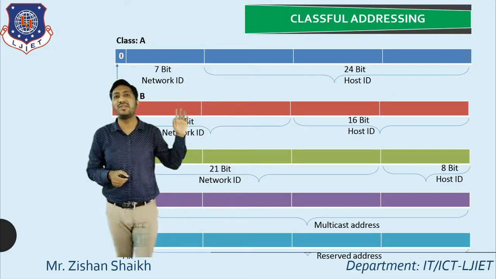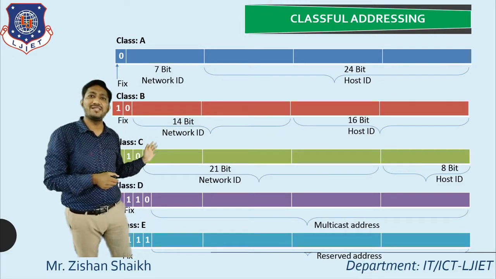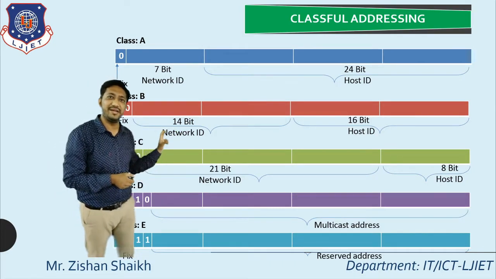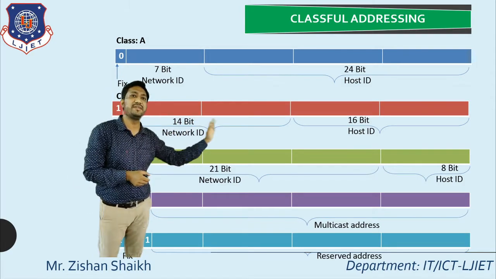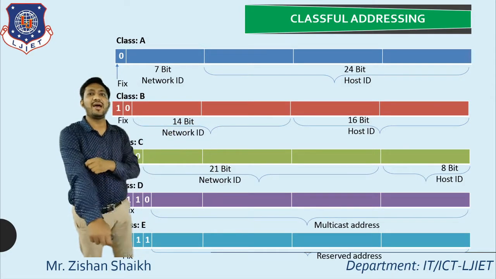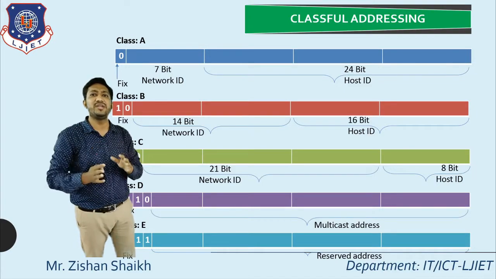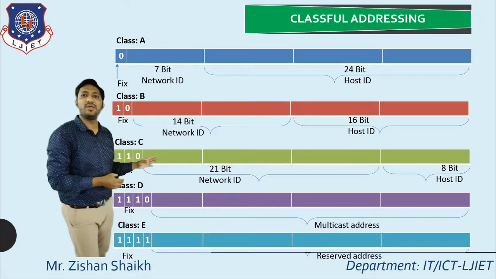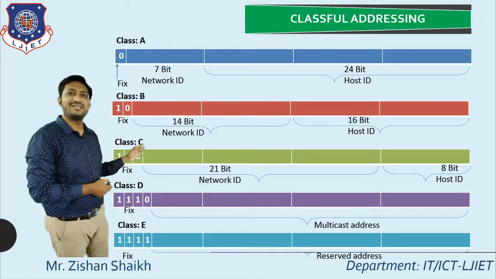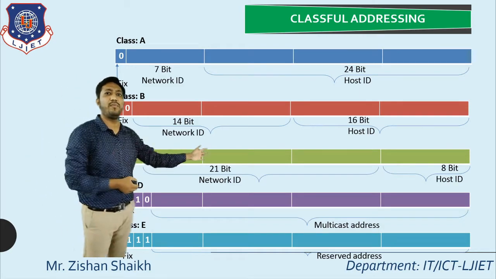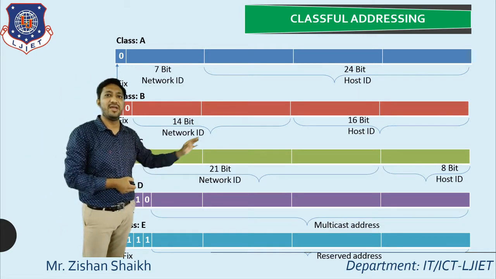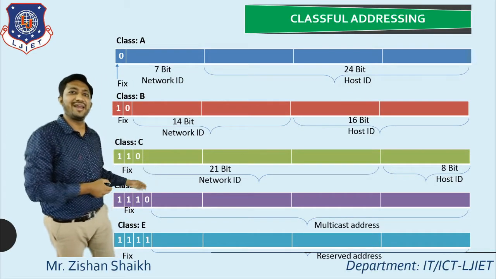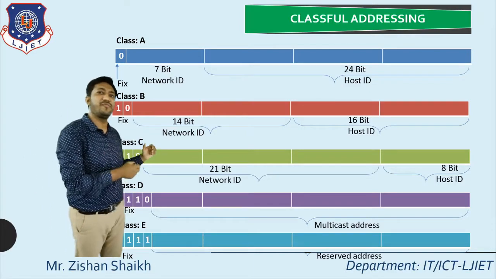Now let's understand class B. In class B, the first 16 bits are for network identification, that is the network ID, and the remaining 16 bits are used for the host ID. So in class B, we can use 2 raised to 16 numbers for hosts as well as networks. Now we are moving to class C IP addresses. Class C has the first 24 bits for network identification and the remaining 8 bits for the host ID. Class D and class E are used for different purposes.